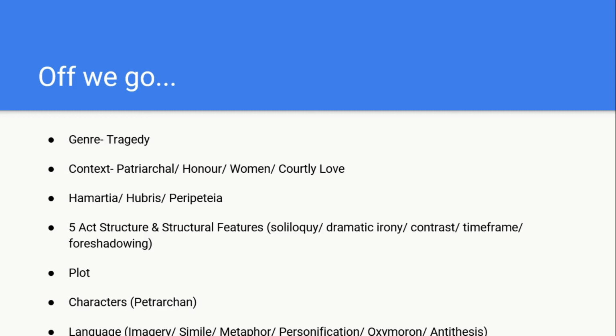So when we're looking at language, we're looking at imagery. We've already spoken about how Capulet's imagery is often linked to nature when he talks about Juliet. Looking at simile and metaphor, Romeo's speeches are often filled with similes and metaphors to describe Juliet as a beautiful beacon of light and as an angel, and so on.